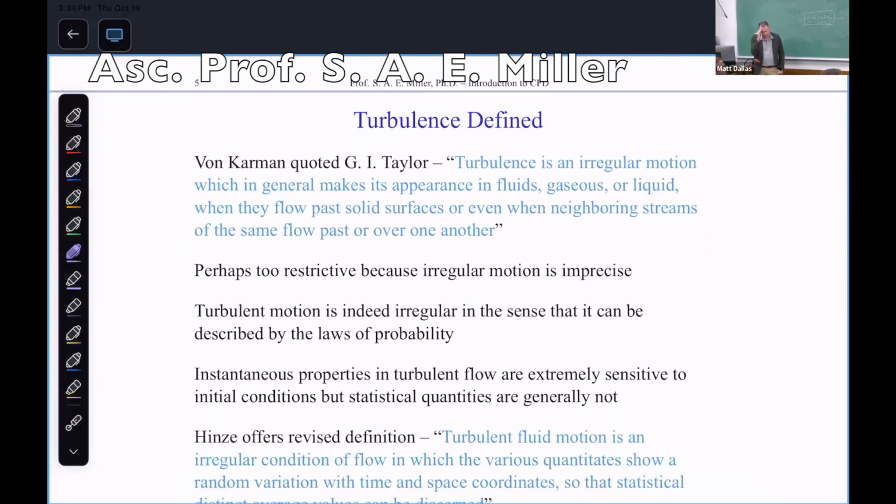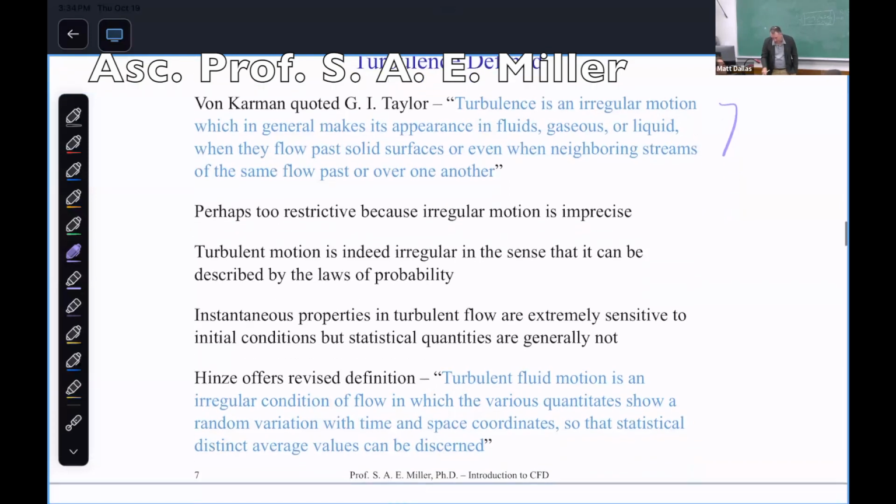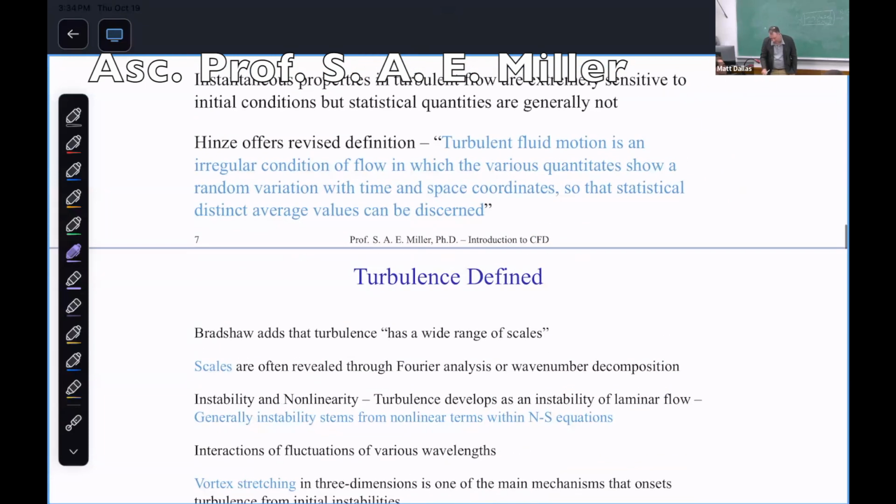Now I say, okay, how do all these experts think about turbulence? Here's one of the most famous quotes: Turbulence is an irregular motion which in general makes its appearance in fluids, gases, liquids. We should add plasmas. Plasma can be turbulent. And the flow past solid surfaces, in the neighboring streams of fast flow, blah, blah, blah. And that doesn't mean a whole lot. So people took that and made even better definitions.